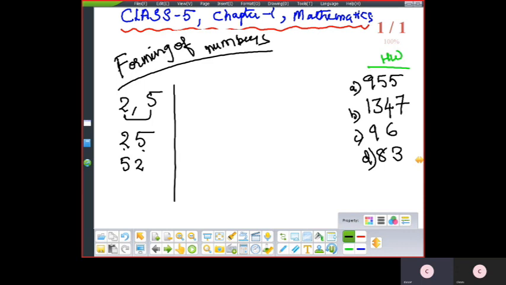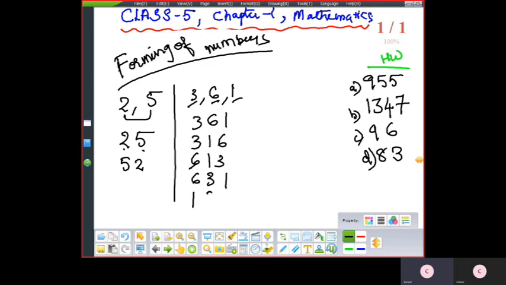Now, one more. 3, 6, 1. So using 3, 6 and 1 form all the 3-digit numbers. Okay. So I'll start now. 3, 6, 1, 3, 1, 6, then 6, 1, 3. So what did I do? Firstly, I went on with 3. Now I am starting with 6. So 6, 1, 3. Then reverse it, 6, 3, 1. Then the last one remaining is 1. 1, 3, 6, 1, 6, 3. Finished everything? Let's count. 1, 2, 3, 4, 5, 6. How many numbers did I get? 6 numbers. And here in 2-digit, you will get 2 numbers only.